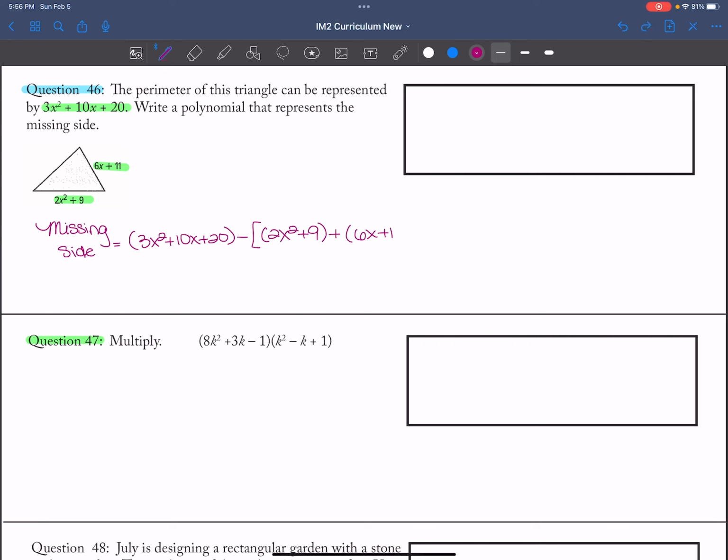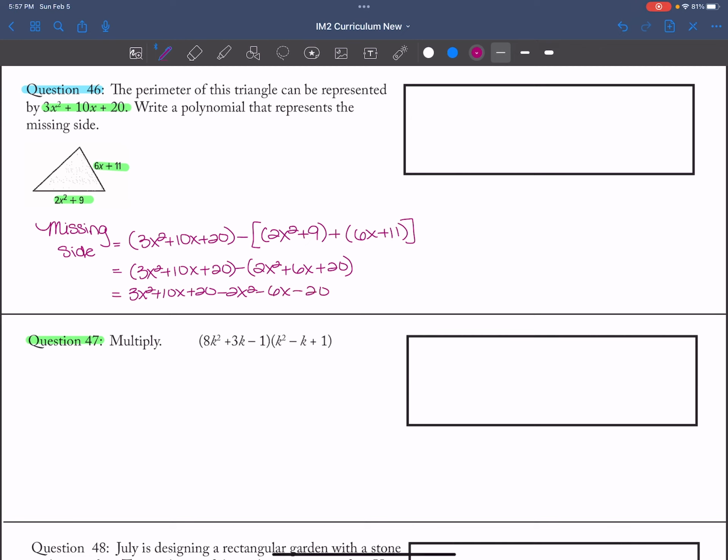So now I'm going to go ahead and combine my terms, because that's really what I was hoping that you guys would do. So I have a 3x squared plus 10x plus 20, and then a minus. I'm going to combine my like terms on the inside here. So 2x squared plus 6x plus 20. And I'm going to distribute my negatives. So I have a 3x squared plus 10x plus 20 minus 2x squared minus 6x minus 20.